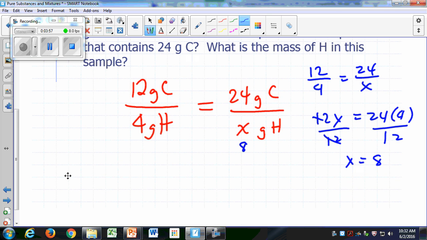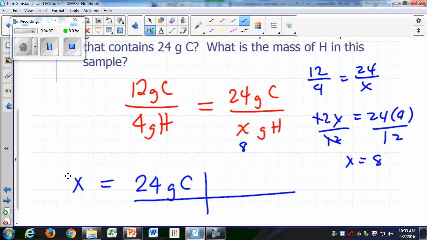Now, another way you can do this is using what's called dimensional analysis. You can say x grams of H is equal to 24 grams carbon times 4 grams hydrogen for 12 grams of carbon. Grams carbon cancels out. So this approach to doing this problem keeps track of the units. So x equals 24 times 4 over 12, which would be 8 grams of hydrogen.